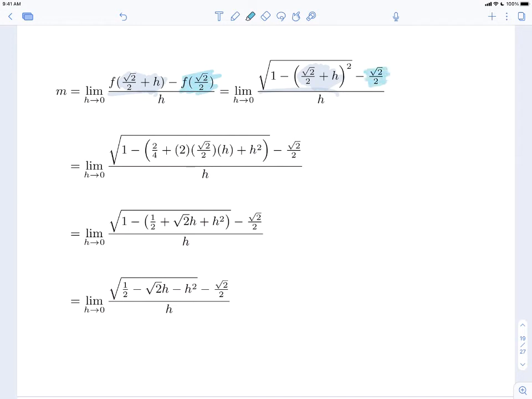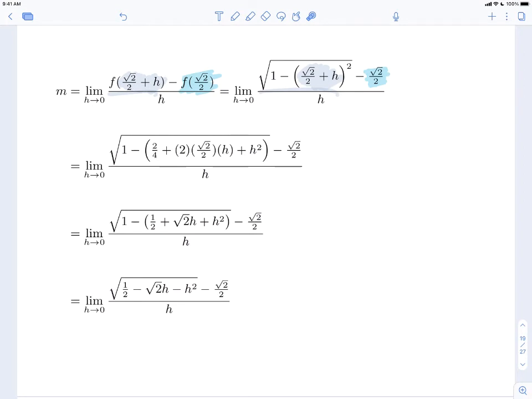Okay, well now it's just a matter of simplifying. The thing we need to simplify is what's underneath this radical. So let's start with the quantity that we're squaring. The square root of 2 over 2, quantity squared, that's going to give us 2 over 4. Square the numerator, square the denominator, 2 over 4. Plus 2 times the first times the second. So it's 2 times the square root of 2 over 2 times h. And then we add in h squared.